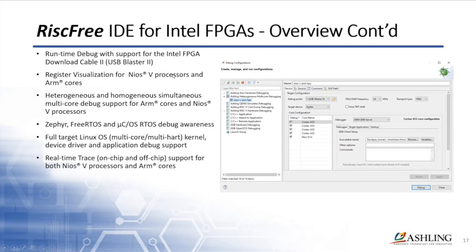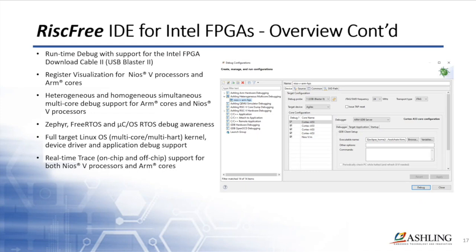Yeah, just continuing with the features. On the debug probe, the RiscFree IDE supports the Intel USB Blaster 2 debug probe, so there is no need to go for any third-party tools. We can use the USB Blaster 2 JTAG probe itself for debugging both the Nios V core and the ARM cores.